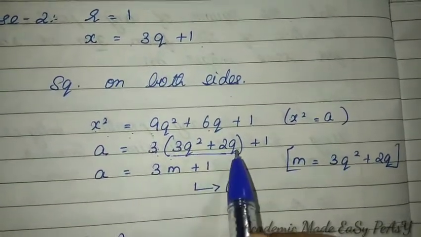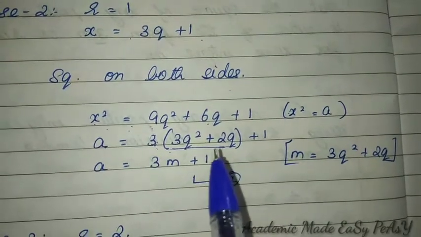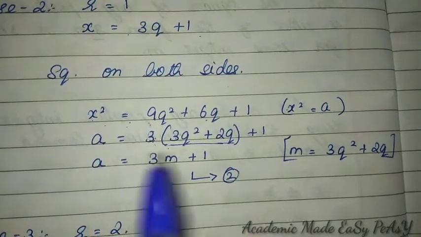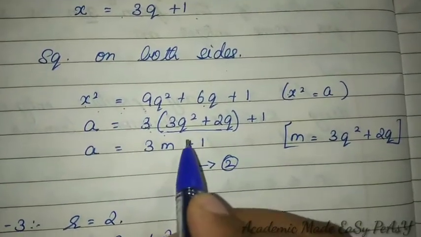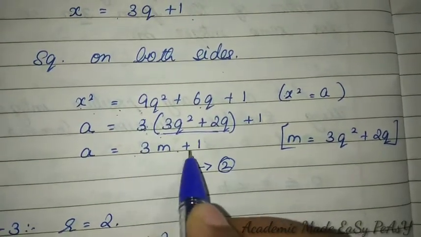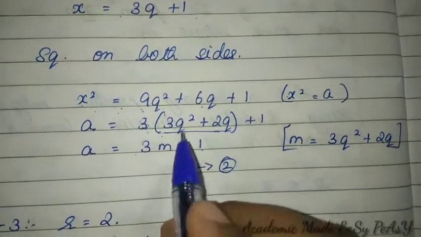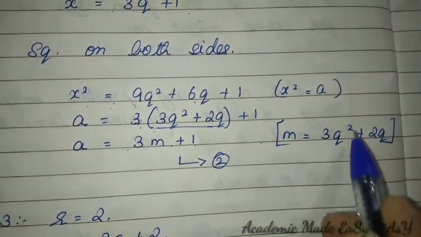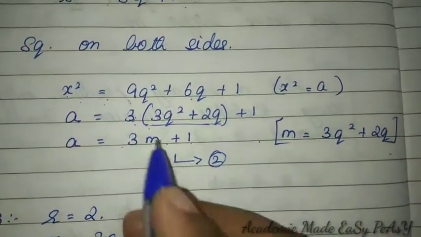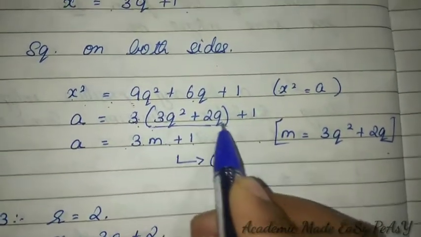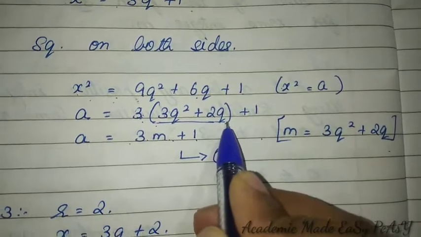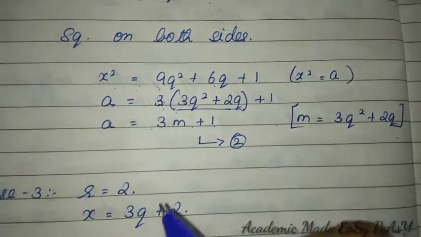Okay. So why did I take this? Because in the question it is given that the square of any positive number should be expressed in the form of 3m or 3m plus 1. So since this has the remainder 1, I will get 3m plus 1 only. Okay, if I assume m is equal to 3q square plus 2q. To have such forms, you have to think clearly and do all these things. Okay, so we'll move on to case 3.